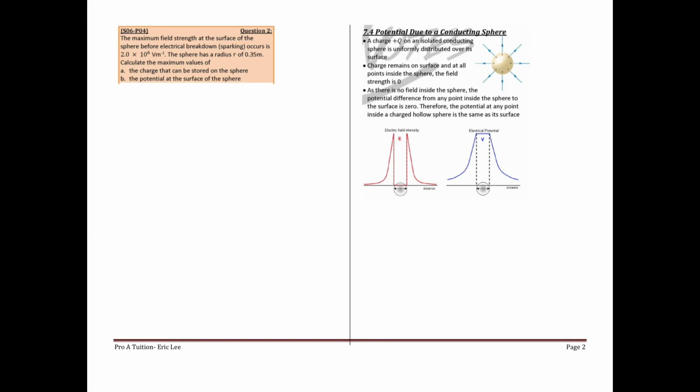Okay. So before we look at the question here, this question is about a sphere also. So let's go through the theory of a sphere. Just now on page 1, it was about a point charge. So now it is a sphere. The difference between a point charge and a sphere is that a sphere has a radius from the center, and a point charge has no radius.